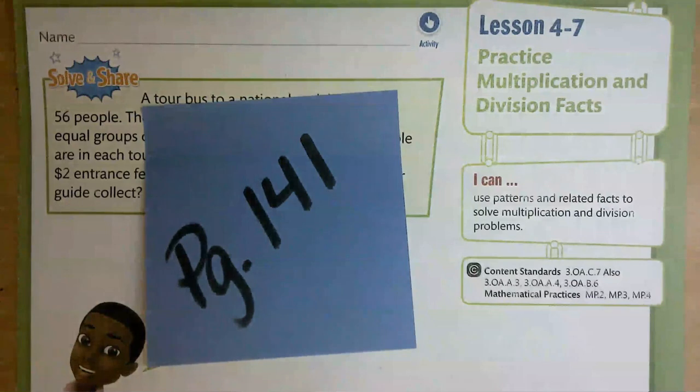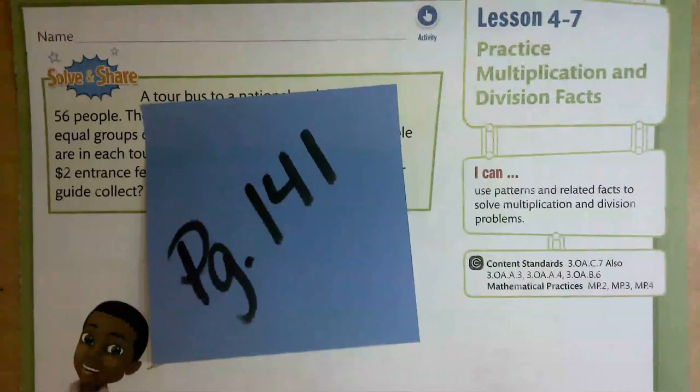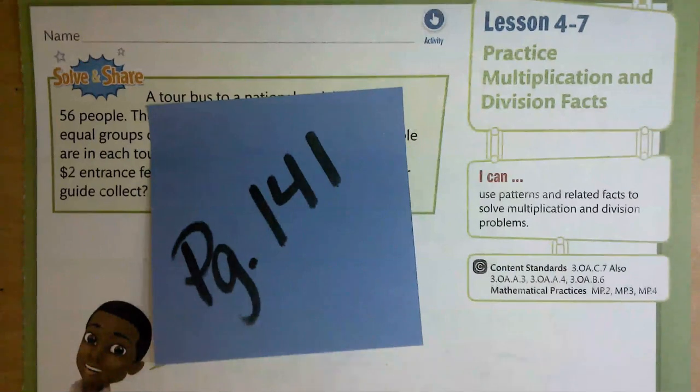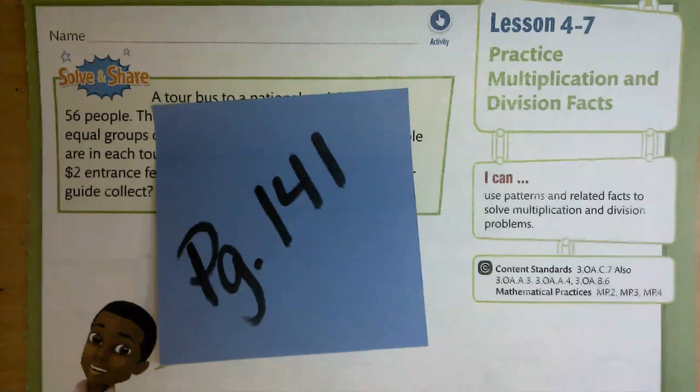So we've been using our fact triangles, our fact families. We've been using multiplication to solve different division problems. We've used patterns in multiplication, and that's what we're going to do today. So go ahead, turn with me to page 142, and we will get started there.